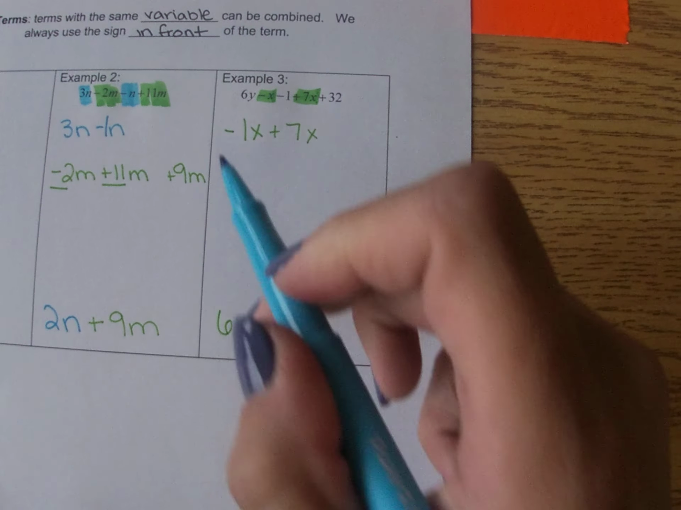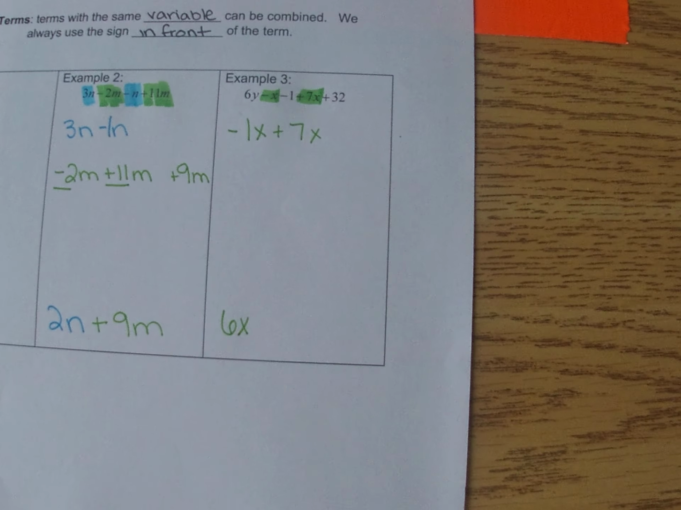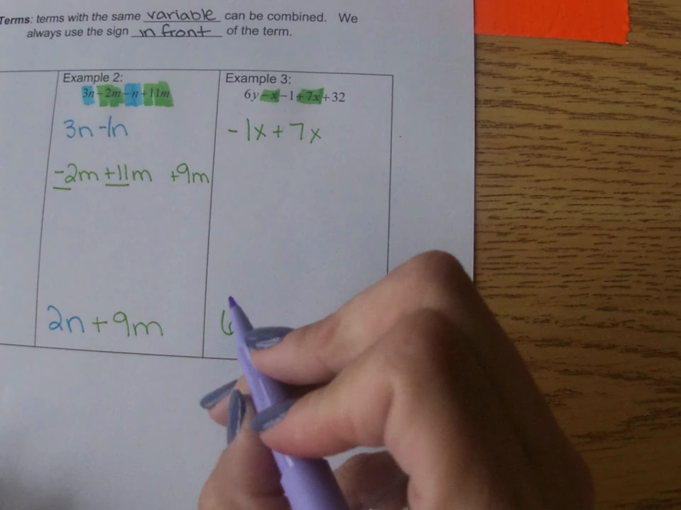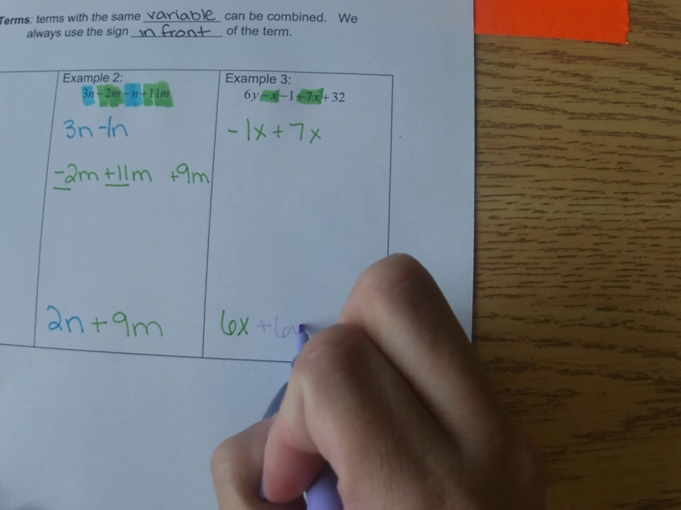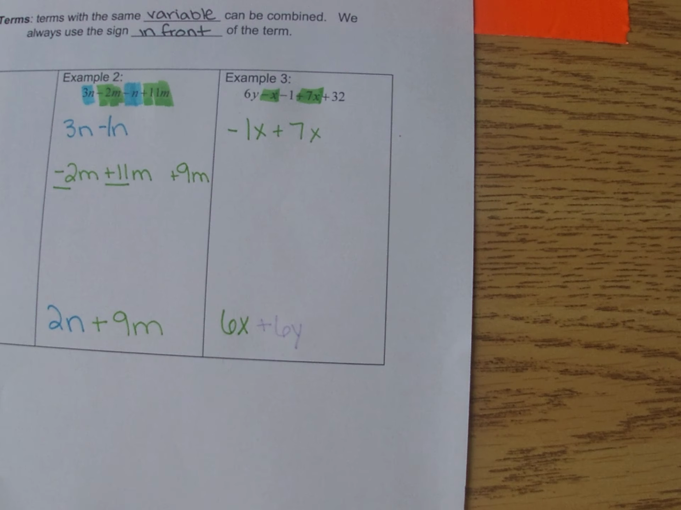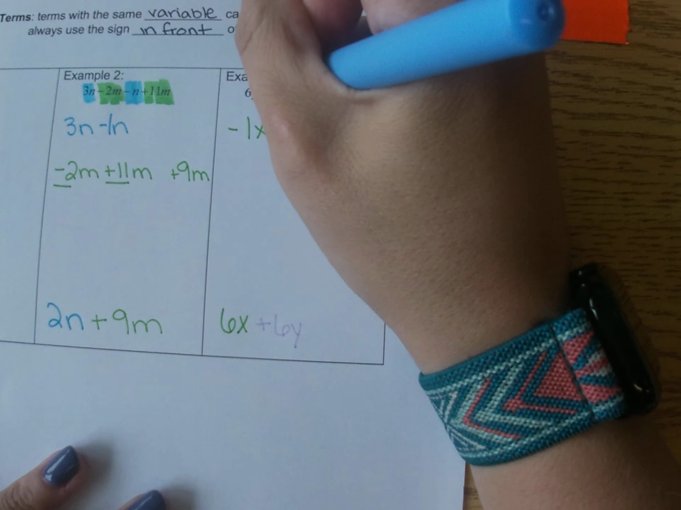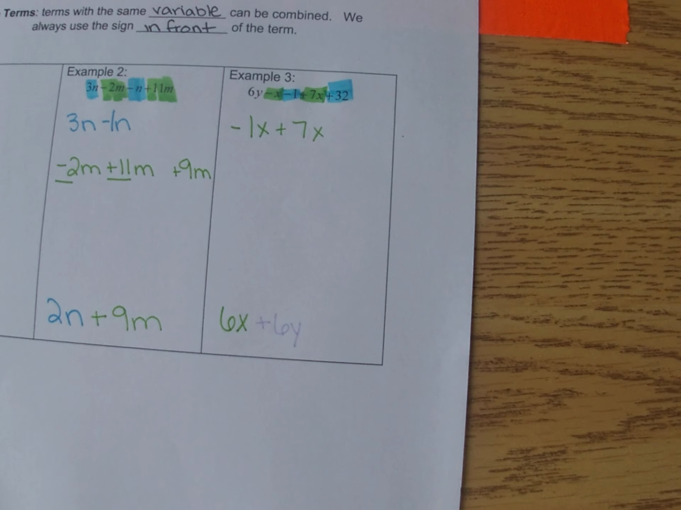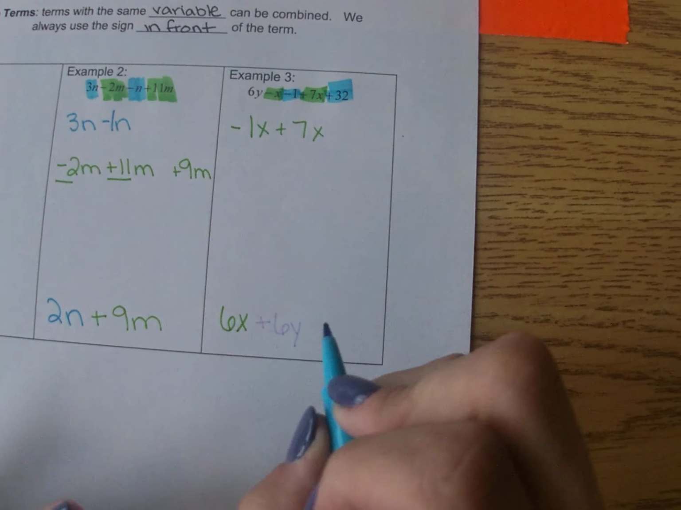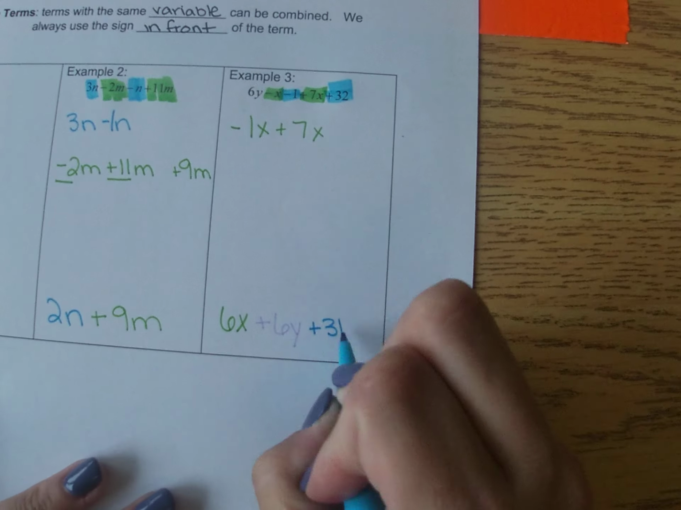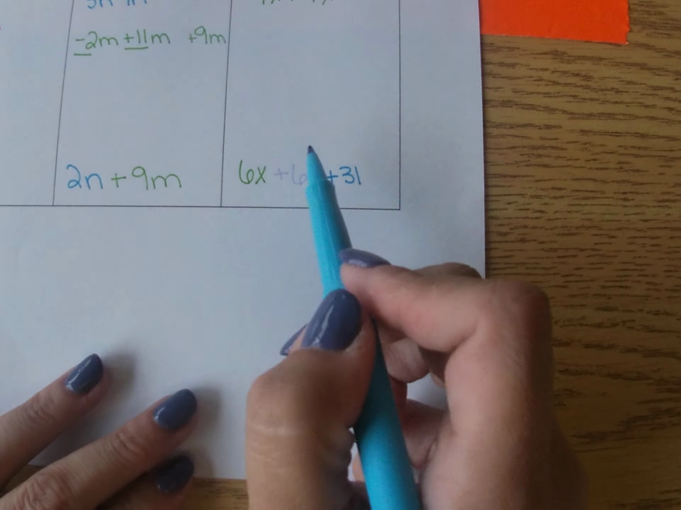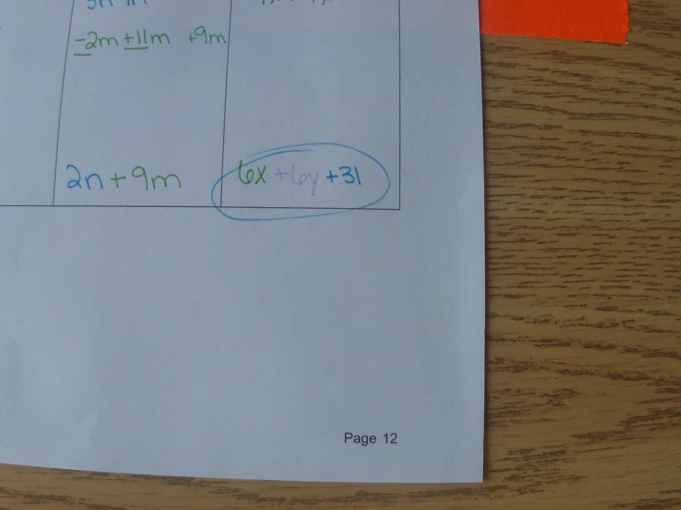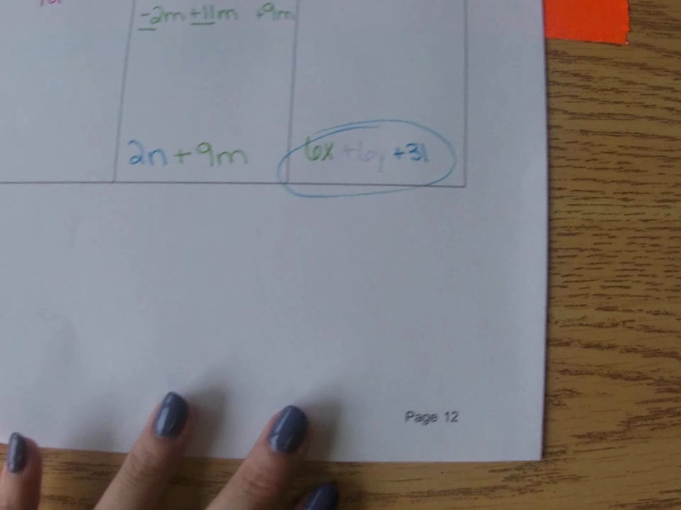Now you might say, oh, well, I see a y here, but I don't see any y's to combine it with. That means there's nothing else it can simplify with, so I'm just going to write down that positive 6y as part of my answer. Then I have this negative 1 and this positive 32. So negative 1 plus 32 will give me a positive 31. None of these can be combined because they don't have the same letter, and so that's my final simplified answer.